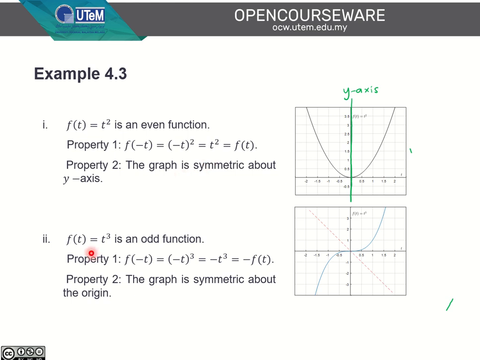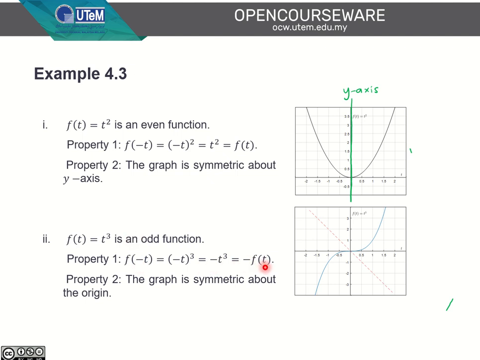Look at the second example. We have f(t) equals t cubed. First property, when we substitute t by -t, we put -t into the function, so (-t) cubed. So this equals -t cubed. So you can say that f(-t) equals -f(t).